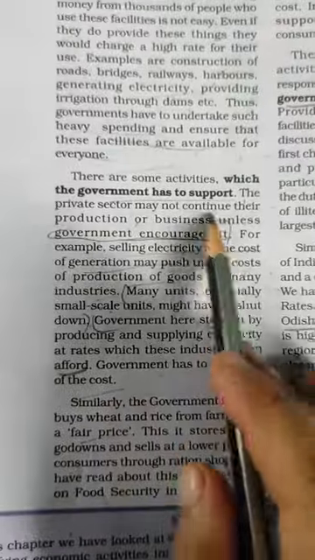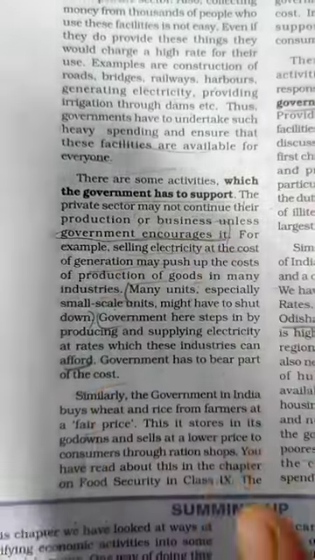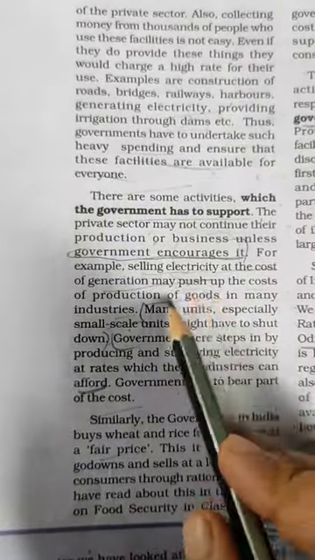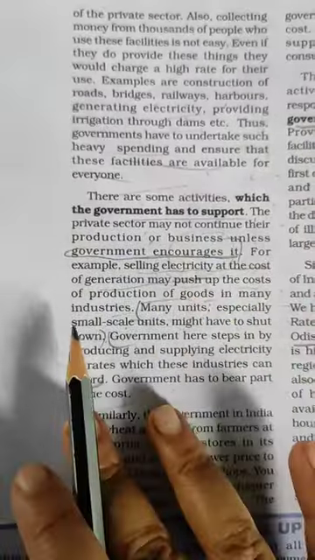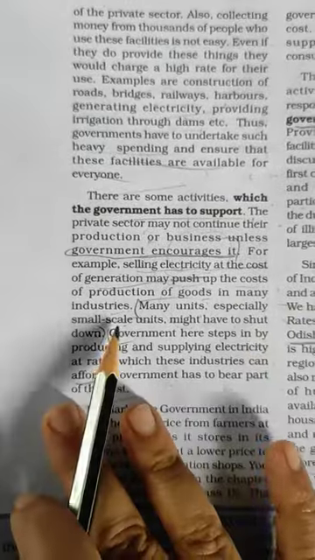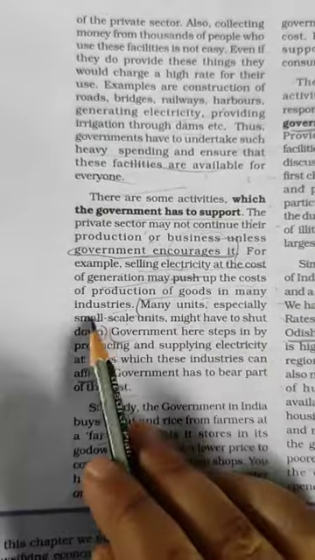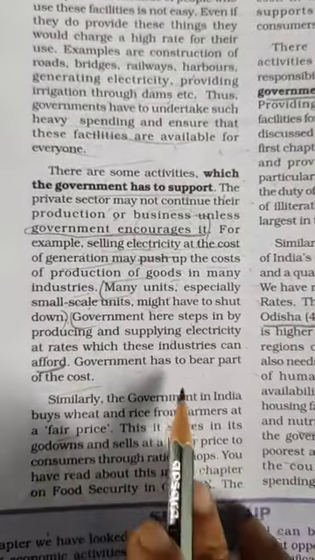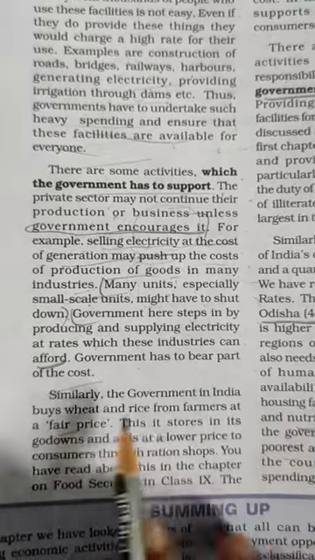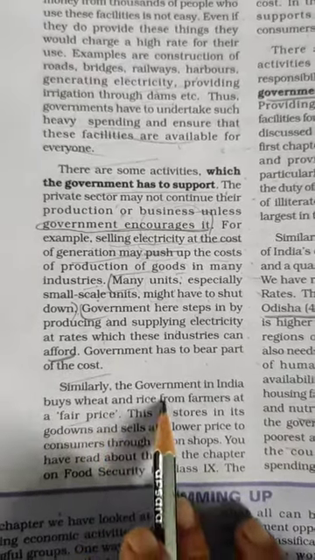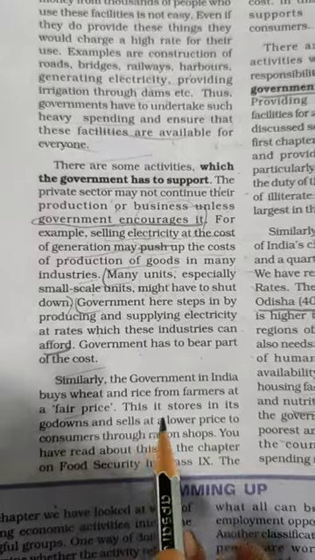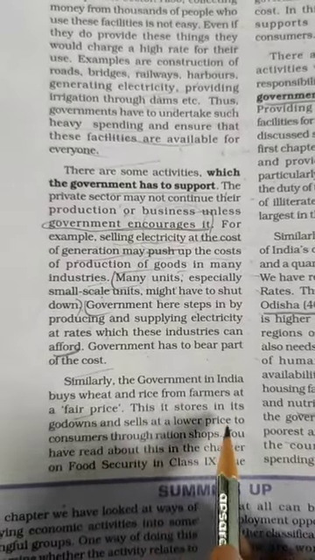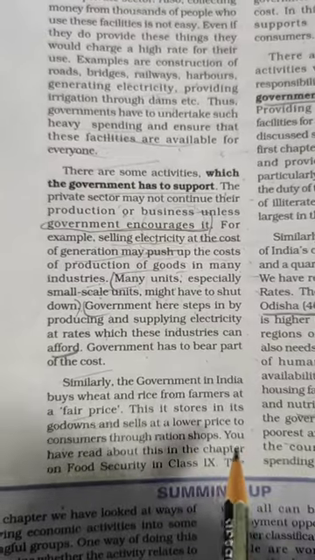The private sector also needs support from the government. For example, in electricity, governments are providing electricity at a reasonable cost. Because of that, the production of goods in many industries is not so costly. Similarly, the government of India buys wheat and rice from farmers at a fair price. It stores this in its godowns and sells at lower price to consumers through ration shops.